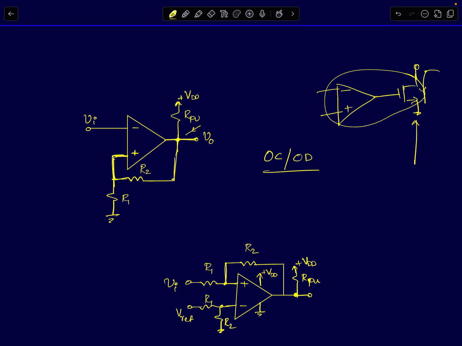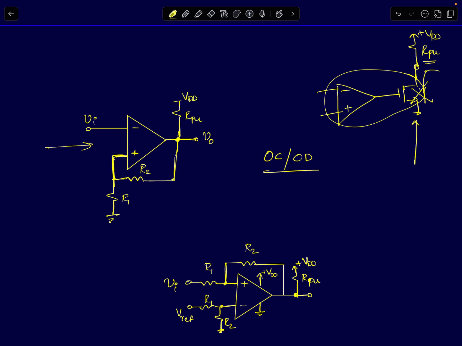If your output has to go logic high, this final device will be cut off, and the charging path has to come through a pull-up resistor, which I'm denoting as RPU here. Which is why, if you look at any circuit and you notice a resistor connected directly from the supply to the output node, it should click in your mind that it's either an open collector or open drain output comparator. So here I have shown an inverting Schmidt trigger with an open collector or open drain output, and you can see I have just taken the normal inverting Schmidt trigger circuit and connected a pull-up resistor RPU to the supply voltage VDD.